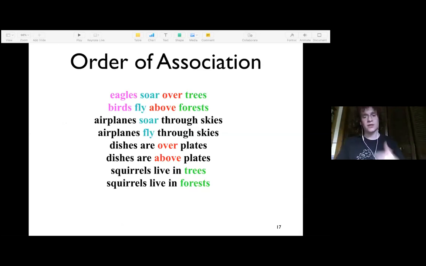Eagles soar over trees, birds fly above forests, airplanes soar through skies, airplanes fly through skies, dishes are over plates, dishes are above plates, squirrels live in trees, squirrels live in forests. Let's consider a corpus that just consists of these 8 sentences. We have trained the model just on these 8 sentences. This set of 8 sentences has a web of interconnections.